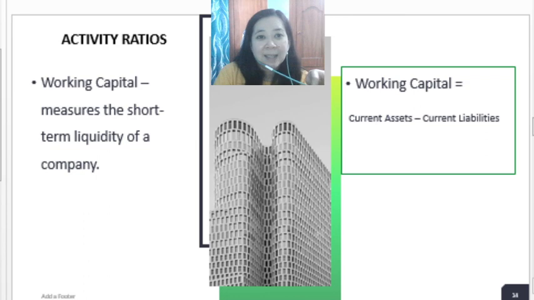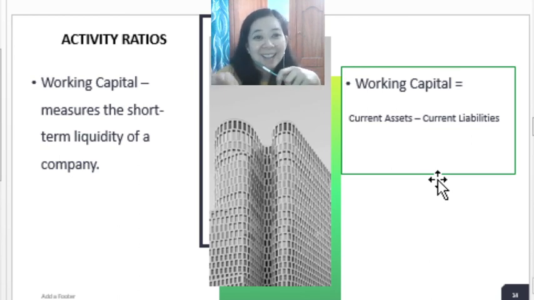The last ratio under the activity ratio is our working capital. Working capital measures the short-term liquidity of the company. Our formula is just to deduct your current liabilities from your current assets. If we analyze this working capital, it's like solving for your equity or owner's equity, correct? Current assets minus current liabilities is equal to equity.